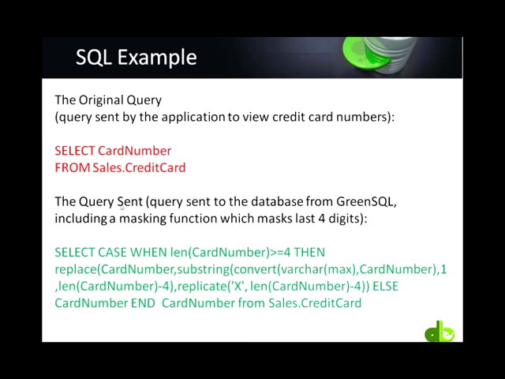If my application has generated a select card number from a sales credit card, the query that the database will receive will look something like that. Select case 1, length credit card is equal to or greater than 4, and then replace with a string that you can also manipulate it, and all this process is going completely automatically.